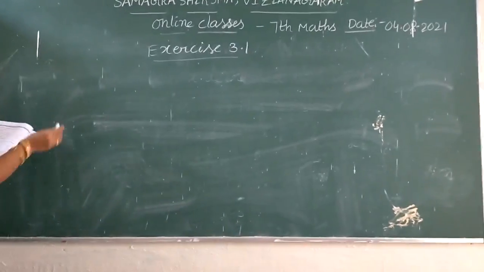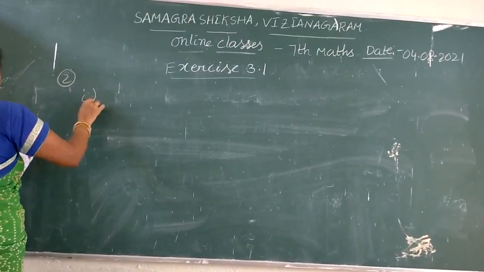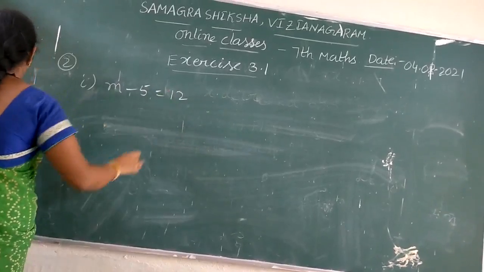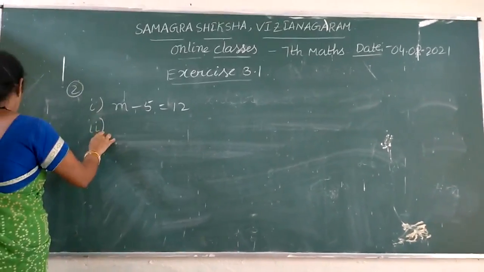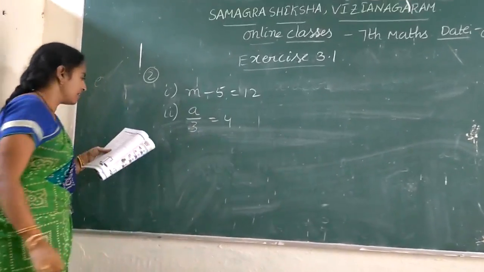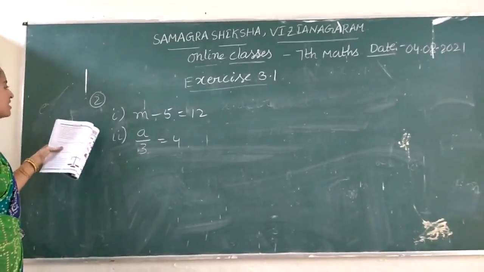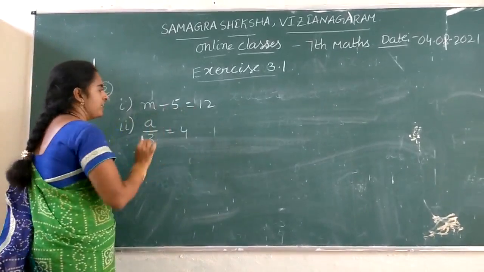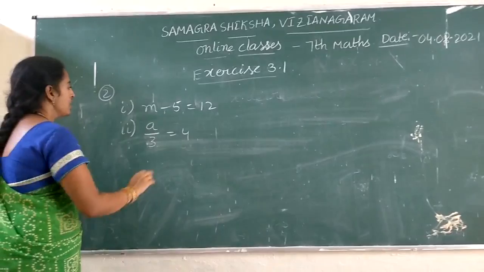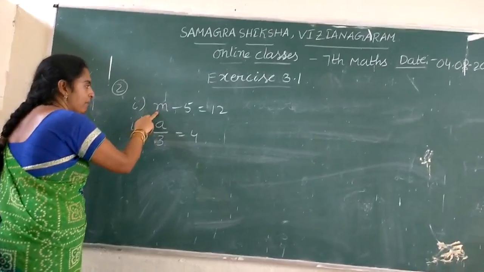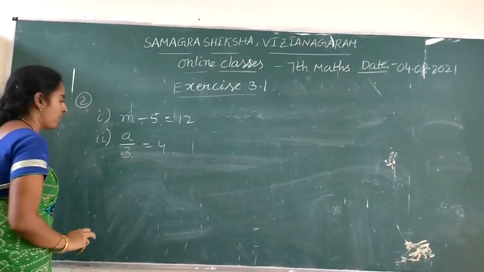And the second one is write the equations into statement form. What are these? M minus 5 equal to 12, and A by 3 equal to 4. So write these equations as statements. First, M minus 5 equal to 12. If we subtract 5 from the number M, we get 12.